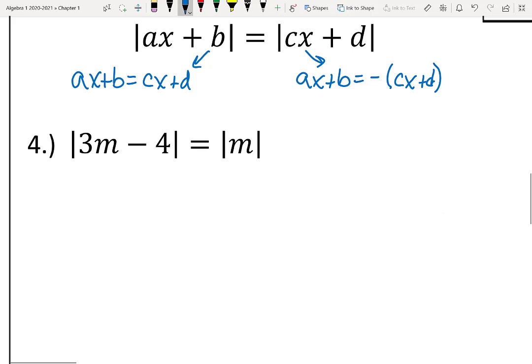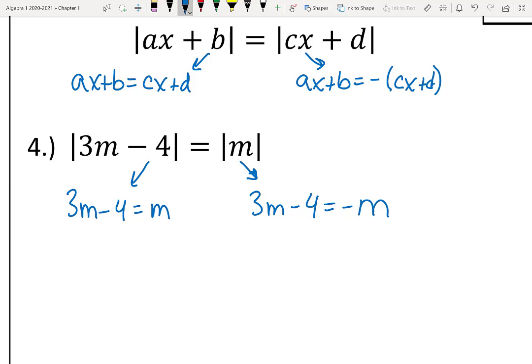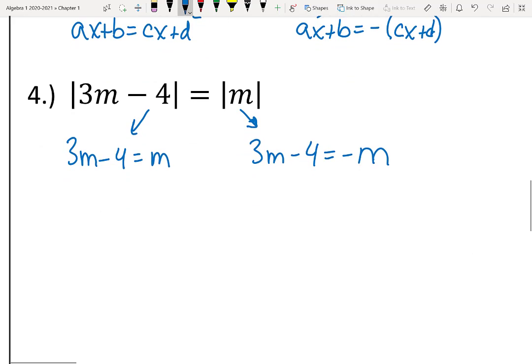If you take a look at number 4, you can see the left-hand side is 3m minus 4 in my absolute value. The right-hand side is m. So to me, it's obvious that when I go through and do my splits and set it up into my 2 separate equations, the 3m minus 4 is the thing that I'm going to keep the same. And the m on the right-hand side is the thing that I'm going to switch signs for. Because here it's very easy to switch the sign from just m to negative m. So that's the one I'm going to choose to flip-flop. And now I'm just going to go through and solve like we always have.